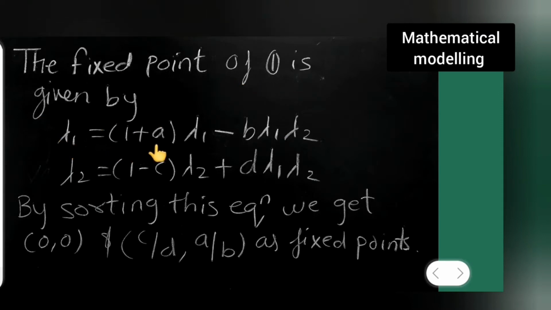Lambda 1 is equal to 1 plus A lambda 1 minus B into lambda 1 lambda 2. Okay. Now lambda 2 is equal to what? 1 minus C lambda 2 plus D into lambda 1 lambda 2. Okay. By solving these equations, what we get? 0, 0 and C upon D, A upon B as fixed points. Okay.